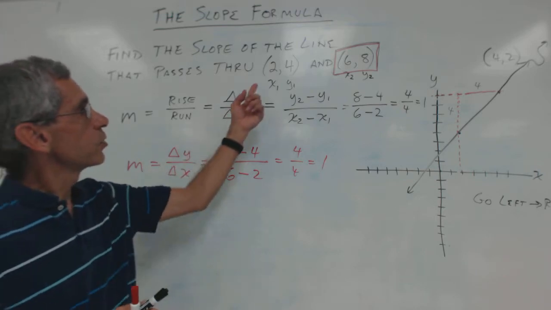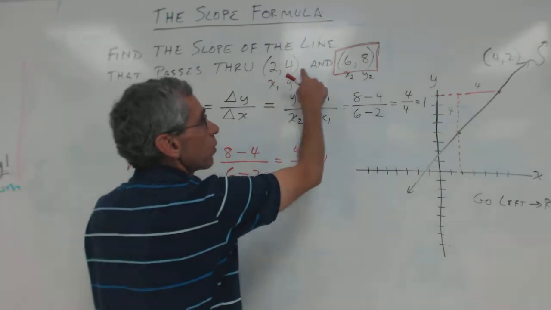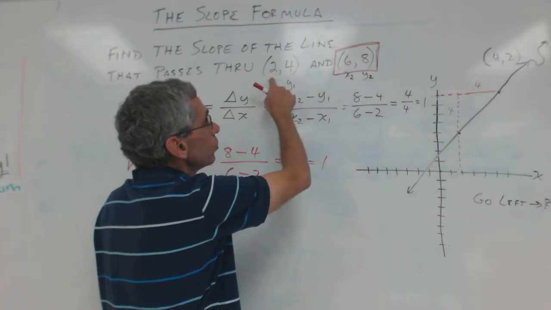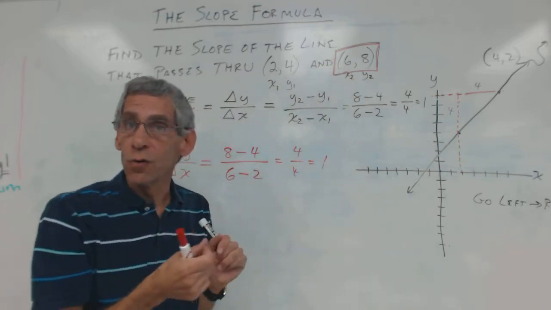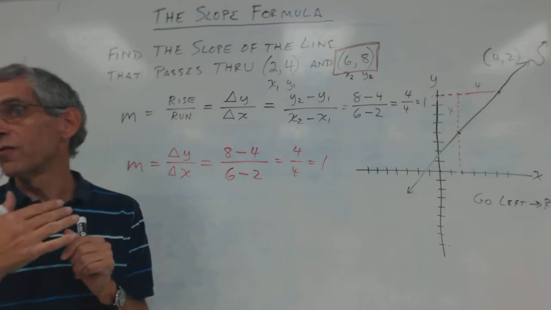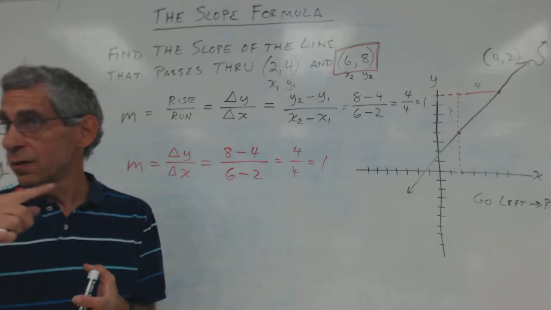You can't start with the x. I could have started with this one. I could have said 4 minus 8 would have been negative 4, and that would have been over 2 minus 6, which would have been negative 4. Negative 4 over negative 4, negative divided by negative is positive, is 4 over 4, which is 1. It works either way. It doesn't matter which point you choose.